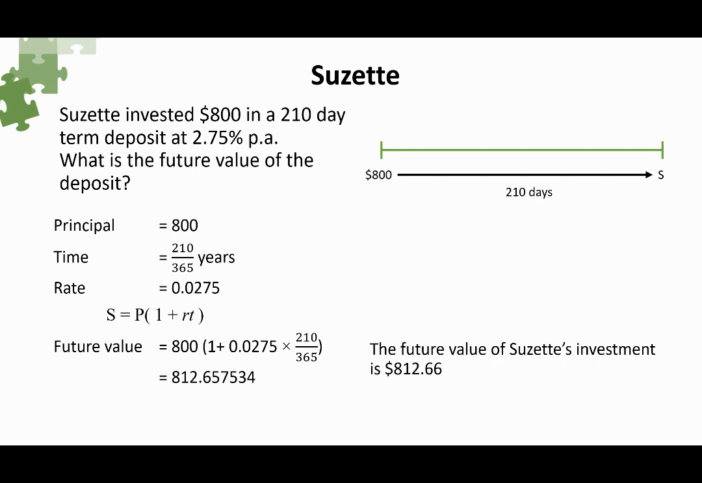And then we're going to express that as a full sentence. So you get the future value of Suzette's investment is $812.66. How did I get 66 cents? Well, it's 65.7, right? So that 7 being 5 or greater is going to increase the number before it by 1, being the 5 by 1 decimal place. So it ends up becoming a 6 instead. Okay? So that's the answer to the first problem.